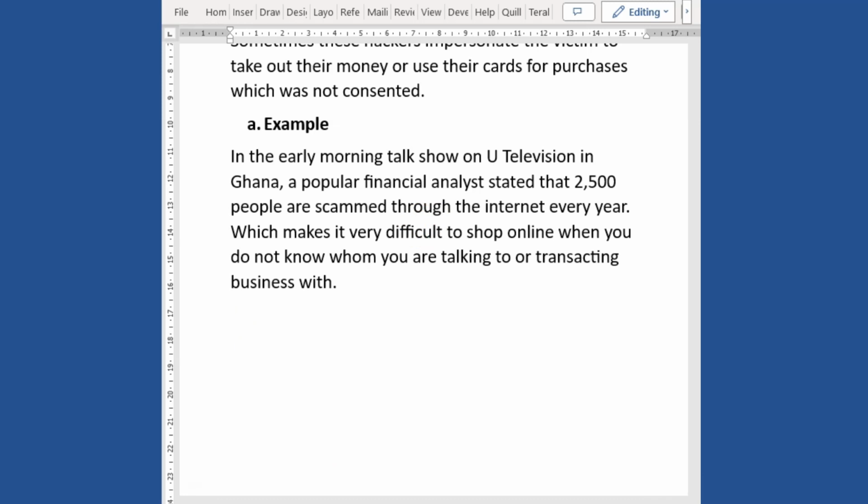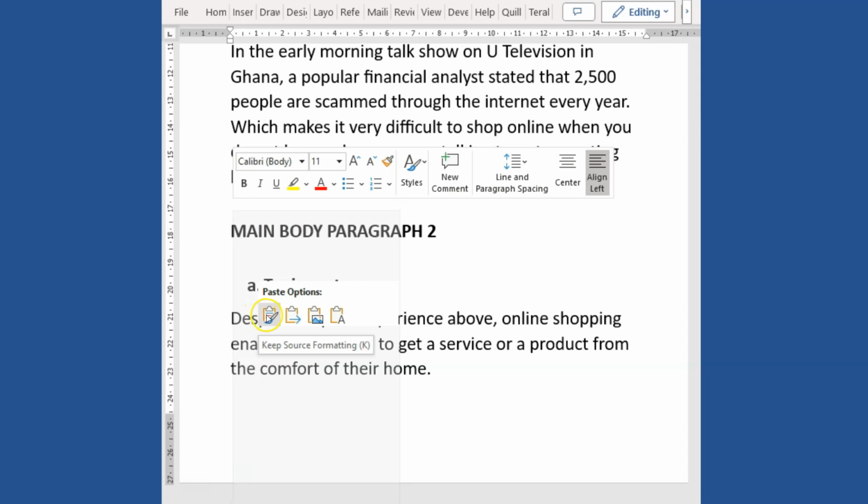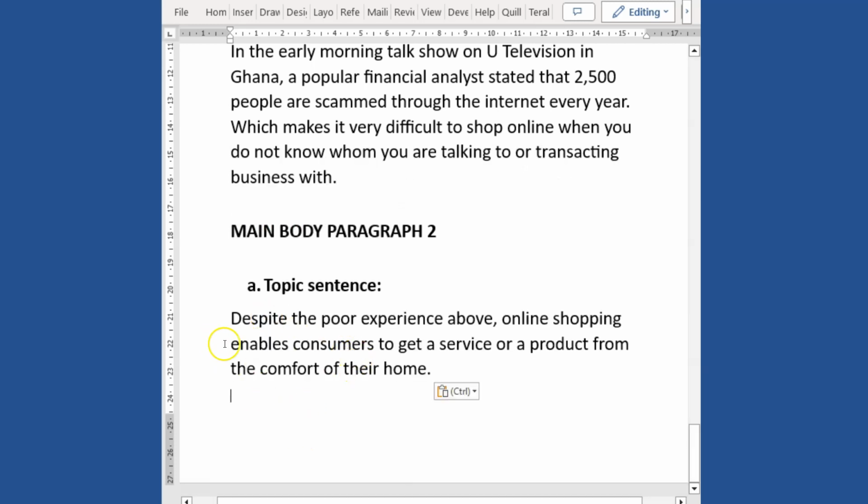Now, after dealing with the one that I don't believe in, I'll come to the one that I believe in. As we did in main body paragraph 1, I'm going to also talk about the view that I believe in and the advantages actually seen in online shopping. So I'll start with the view that I believe in as a topic sentence. So despite the poor experience above, you can see I connected the first one to the second one, and that will be in contrast, so I use despite.